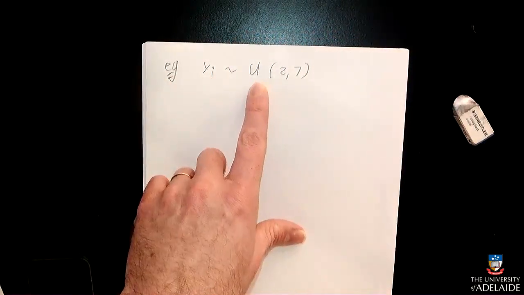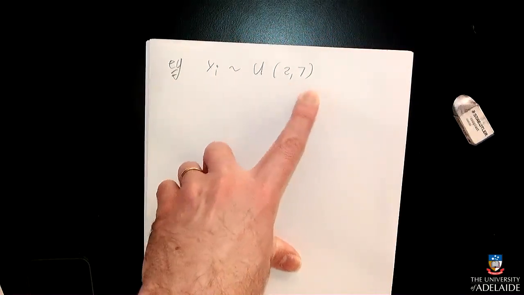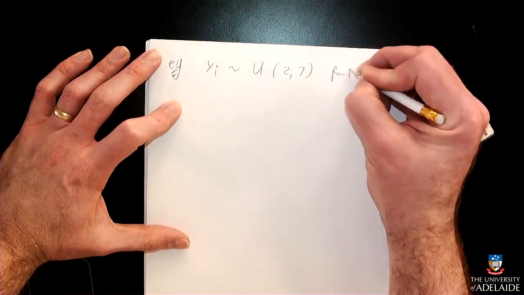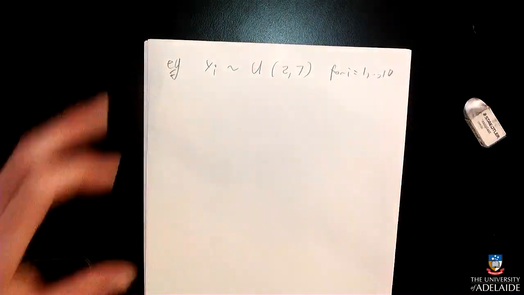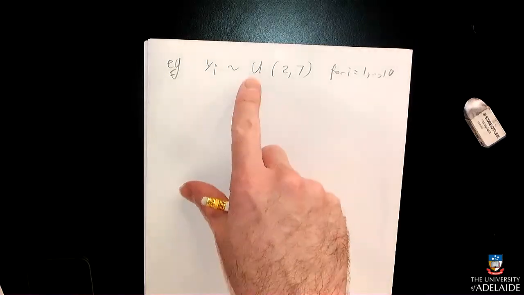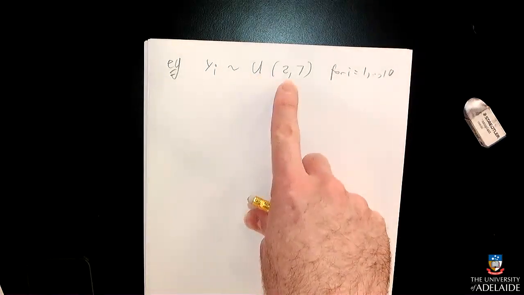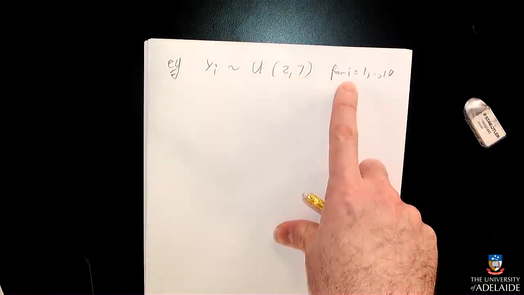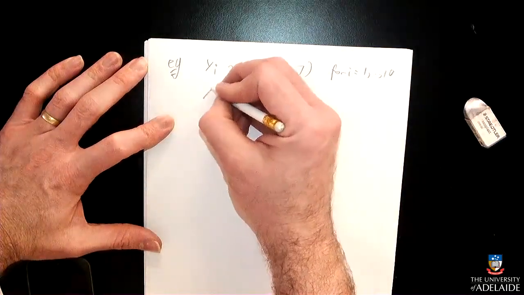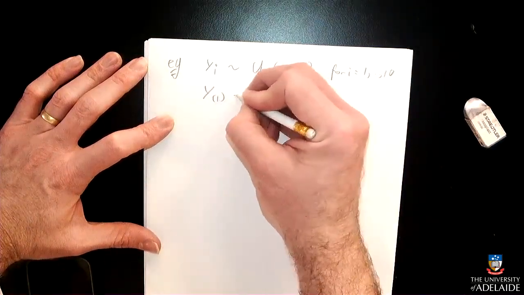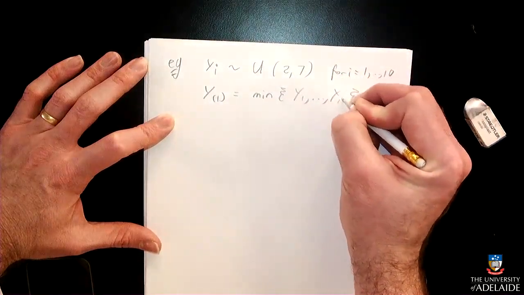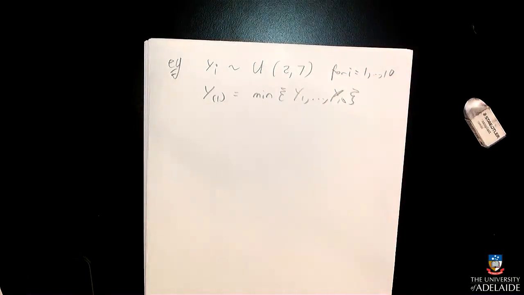Is that how your lecturer does uniform distribution? Let's go. So yi is distributed according to the uniform distribution with minimum 2 and maximum 7 for i from 1 to 10. And y bracket 1 is the minimum of y1 to y10.